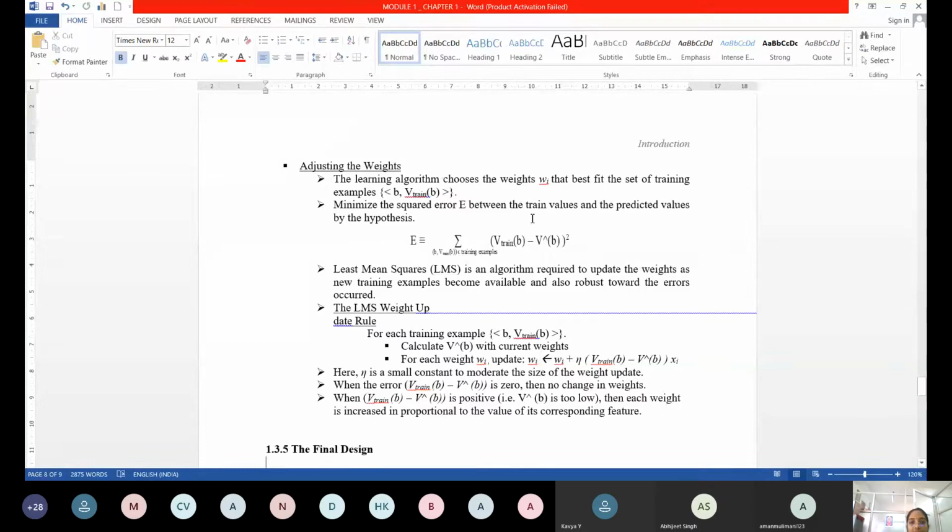So here I need to update the weights. The learning algorithm chooses the weights that best fit the set of training examples. A training example is a combination of both, it's actually a data set. It's a combination of both the board state along with the trained data, I mean, the board state value.